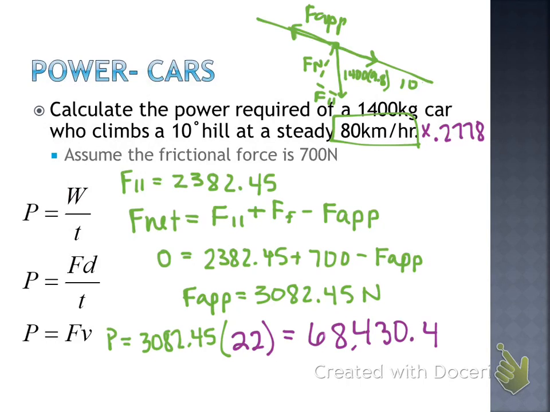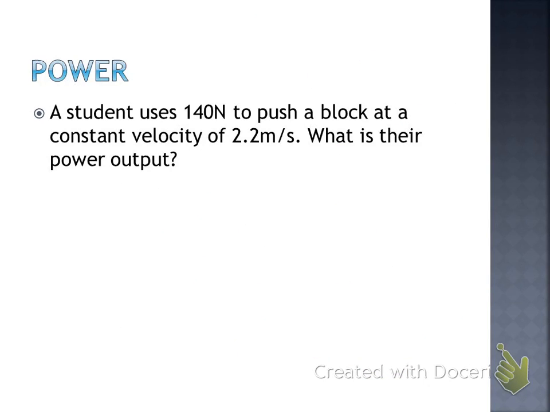Okay. So now if I want to put that in horsepower, what am I doing? Divide by 746. Yeah, divide by 746. And I get horsepower around 91, 92-ish. Okay, good. It's not a trick.